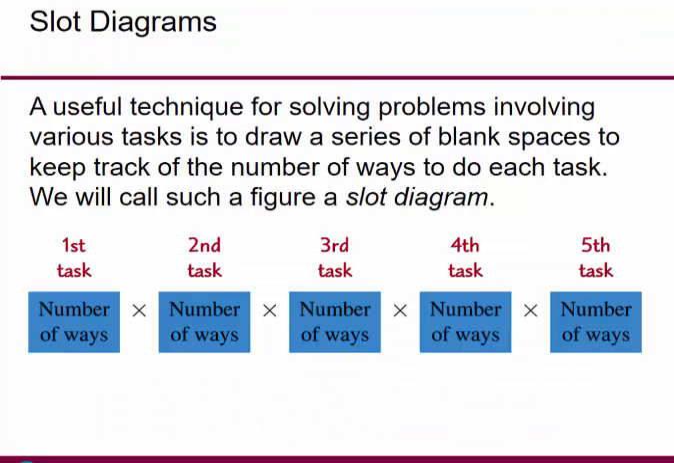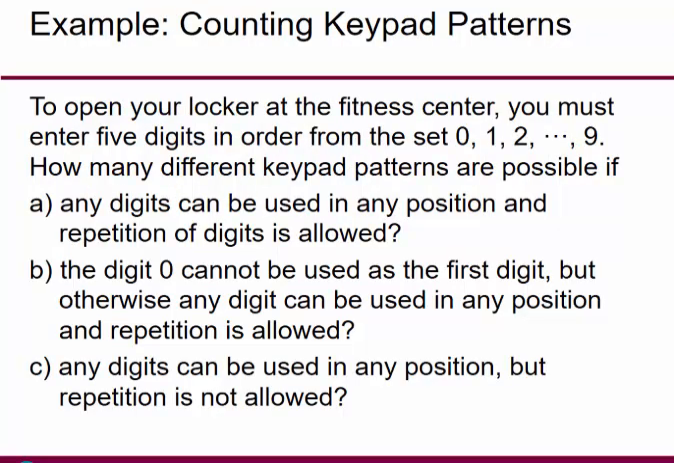Now, a useful technique for solving problems involving various tasks is to draw a series of blank spaces to keep track of the number of ways to do each task. This is called a slot diagram. In this example, we have 5 different tasks. To open your locker at a fitness center, you must enter 5 digits from 0, 1, 2, all the way through 9. How many different keypad patterns are possible if any digit can be used in any position and repetition of digits is allowed? The digit 0 cannot be used as the first digit, but otherwise any digit can be used in any position and repetition is allowed. Any digit can be used in any position, but repetition is not allowed. So we have 3 different examples here.